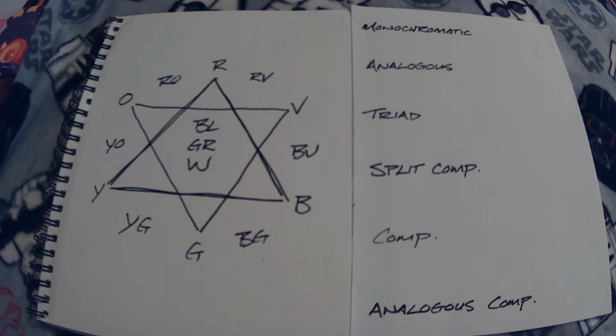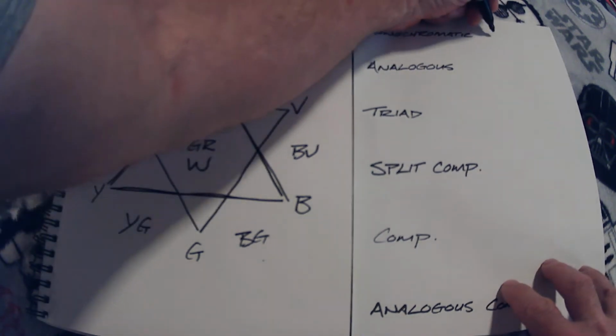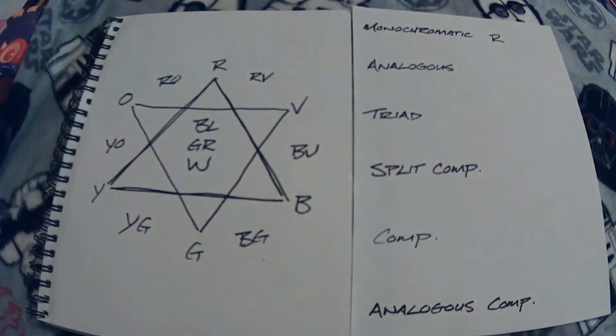Looking at our color wheel, monochromatic. The word mono means one. The word chrome or chroma means color. So monochromatic means one color. You can also use tints and shades of that color. So let's just say we're going to use red. That's going to be our monochromatic color scheme is red. You can also have light red, dark red, medium red, or you can just have red.